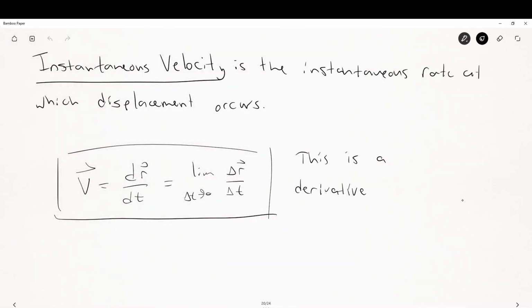The instantaneous velocity, which I'm usually just going to call the velocity, is the instantaneous rate at which displacement occurs. And so this becomes the limit as the amount of time for the displacement to occur goes to zero. And this is a derivative, right? This is the derivative of position over time. So dr represents sort of an infinitesimal displacement, and dt is the infinitesimal amount of time it took for that displacement to occur. And so this is the good old derivative from calculus, and there will be some examples in subsequent videos showing you how to do calculations with this.